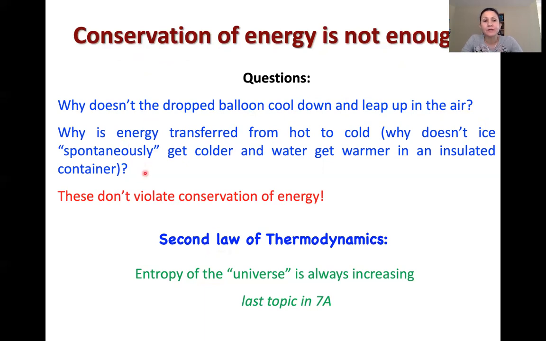Another thing that we've learned is that energy is always transferred from hot to cold objects. So when two objects come to thermal equilibrium, their final temperature is going to be somewhere in between. The hot one will cool down, the cold one will warm up. So why doesn't the opposite happen? Why doesn't the ice get colder and the water get warmer? Again, one thermal energy goes up, one goes down.